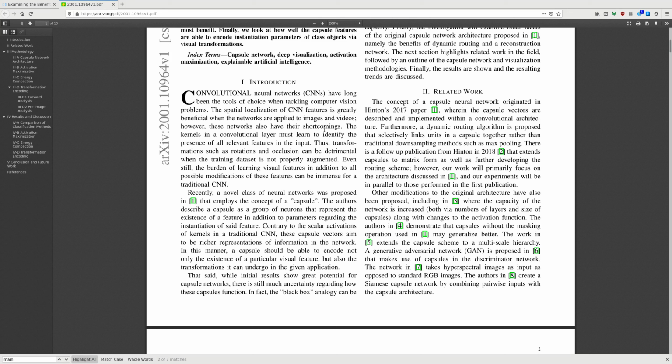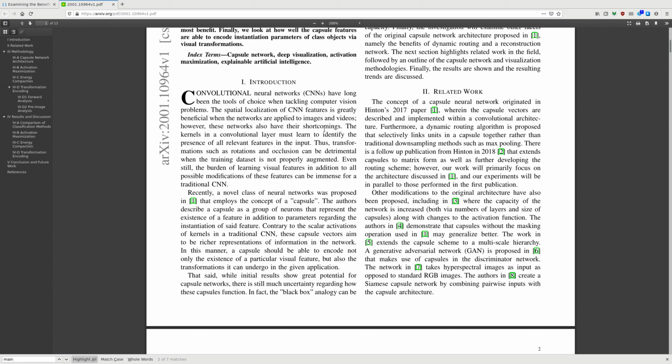The kernels in a convolutional layer must learn to identify the presence of all relevant features in the input. Thus, transformations such as location or occlusion can be problematic when the training dataset is not properly augmented. Even still, the burden of learning visual features in addition to all possible modifications of these features can be immense for a traditional CNN.